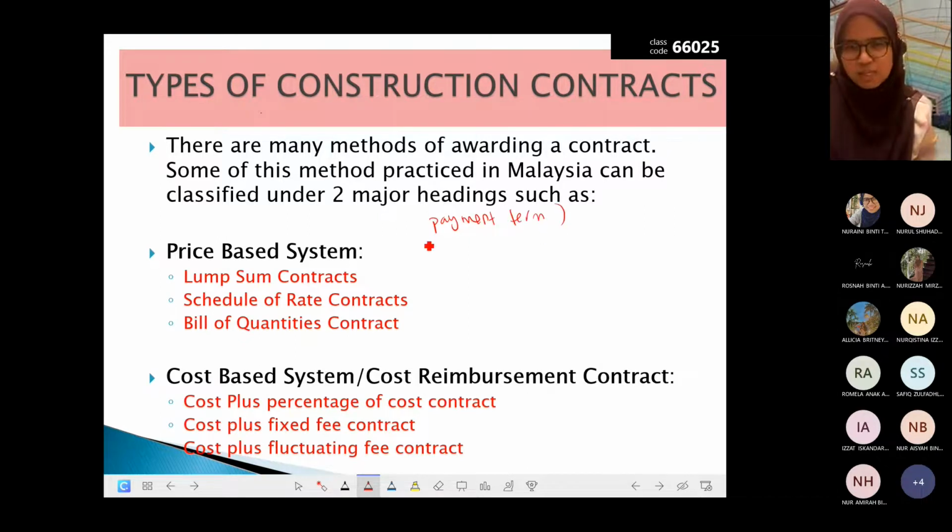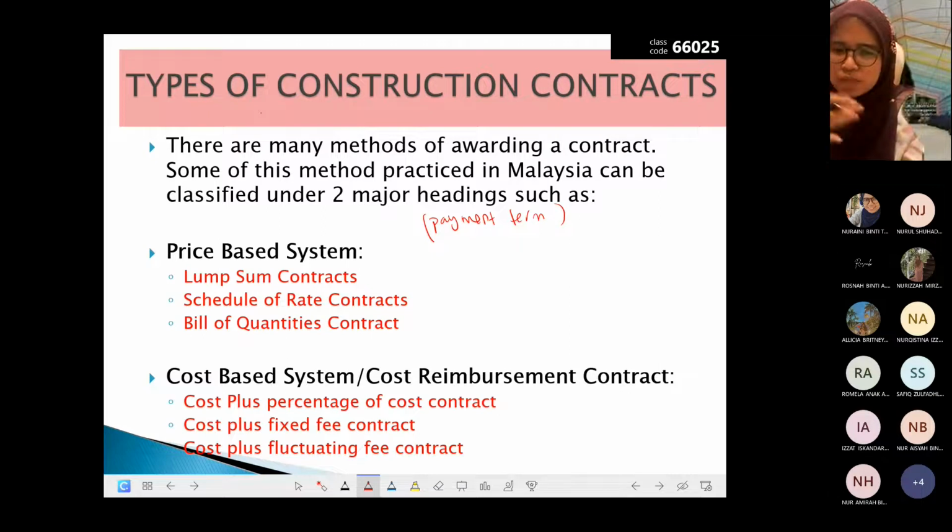Yang contract yang tadi yang kita belajar procurement before ni, traditional and design build, that is a project delivery system. Macam mana kita nak deliver our project. Dekat start kan, siapa yang nak kena uruskan semua tu. Okay, yang ini, this one is contract on the payment. Macam mana bayaran kepada contractor ataupun consultant tu dilakukan.